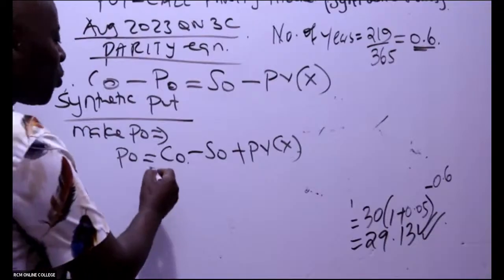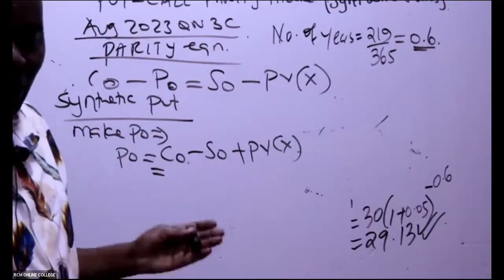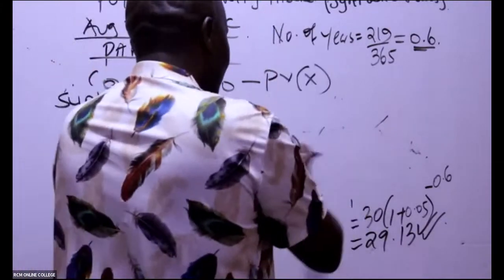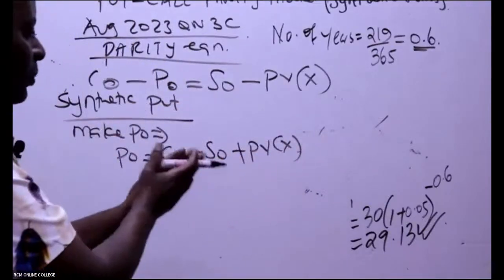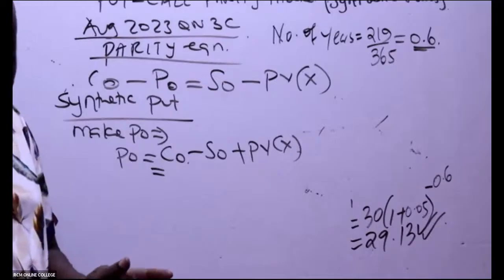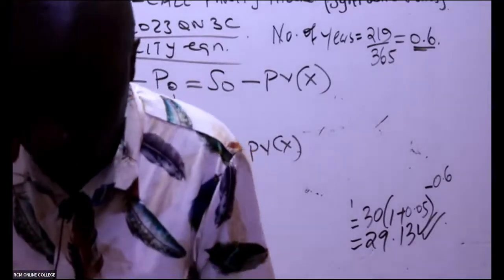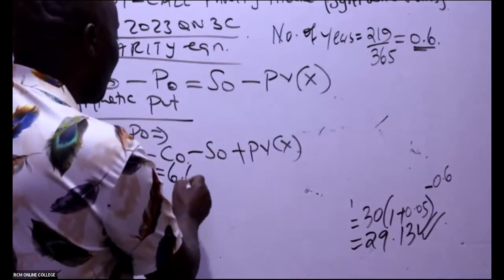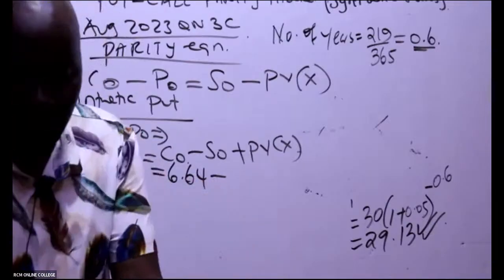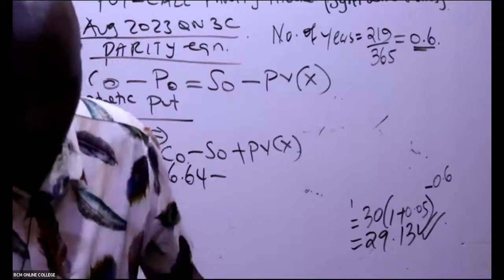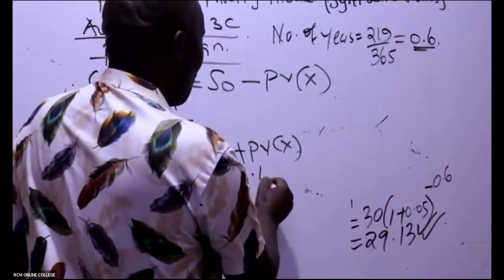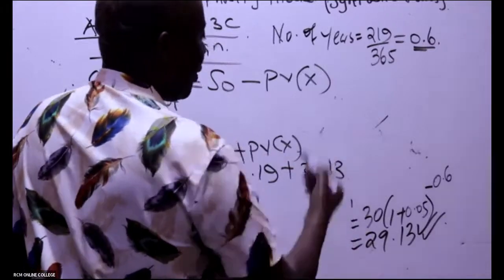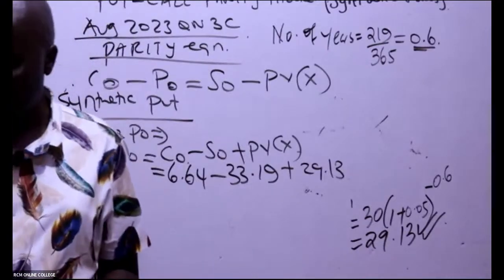So then what is our CO that has been given there? The call option value. Not the one that you got up there. Here, remember, you must use the actuals, the ones given in the question. This is the only one that can become synthetic. So our CO, the actual one, not the synthetic one, is 6.64. Minus SO, the one given in the question, is 33.19. Present value of X is 29.13. So is there somebody who is able to give us this answer now?